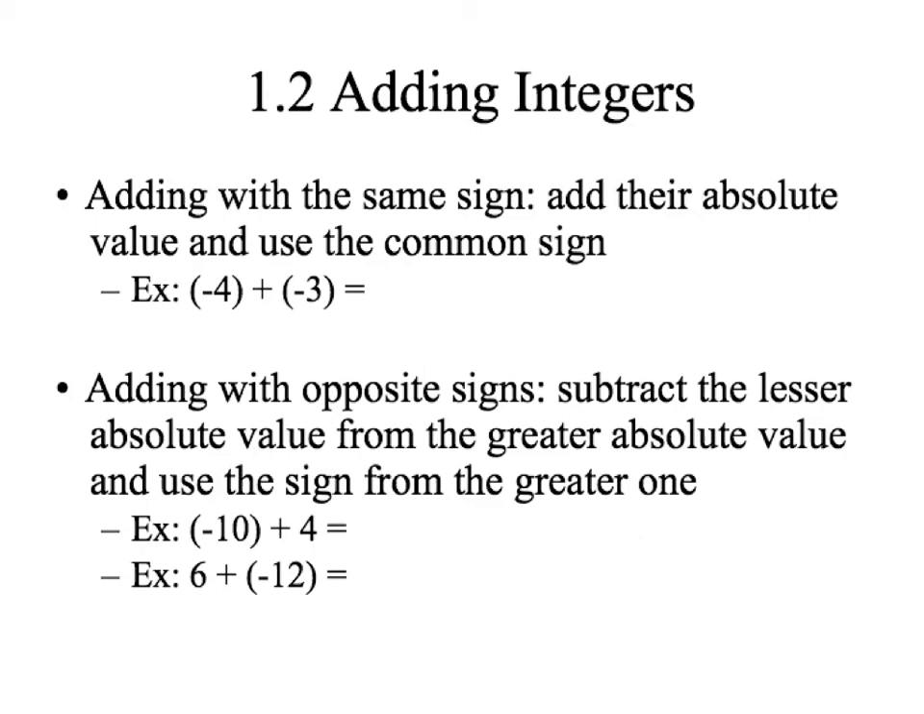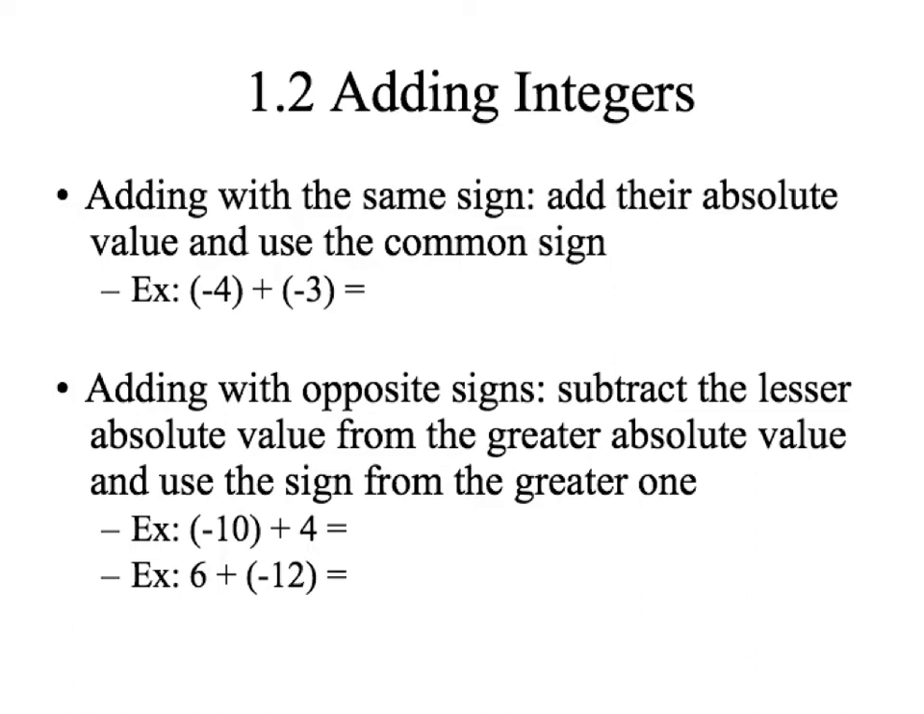1.2, adding integers. This can sometimes be confusing, adding a negative and a positive, a positive and a negative, two negatives together. Here are a couple of rules that you can live by to help you and hopefully not have any issues with this, because this is something you're going to continually see.